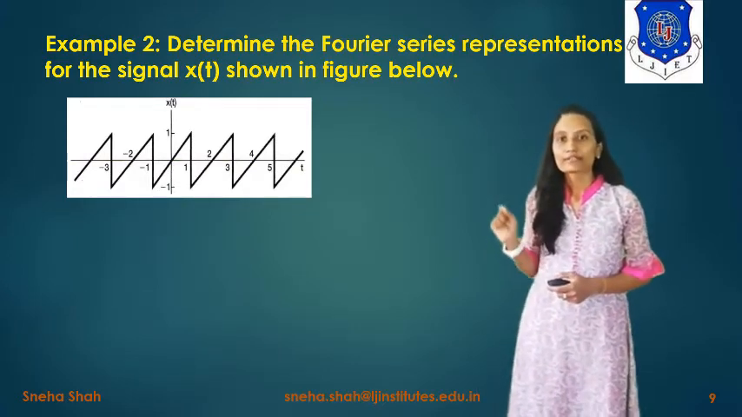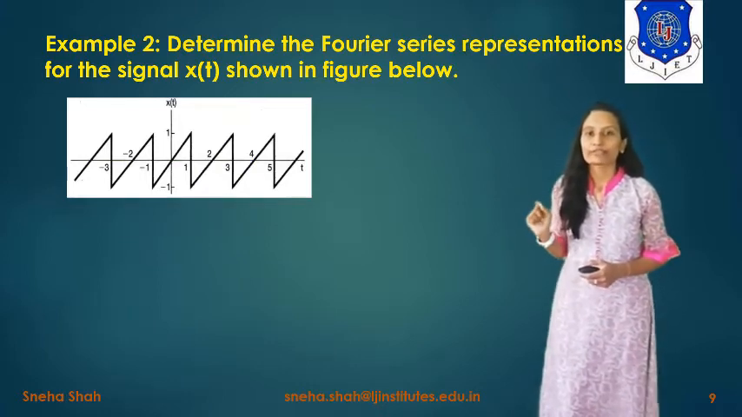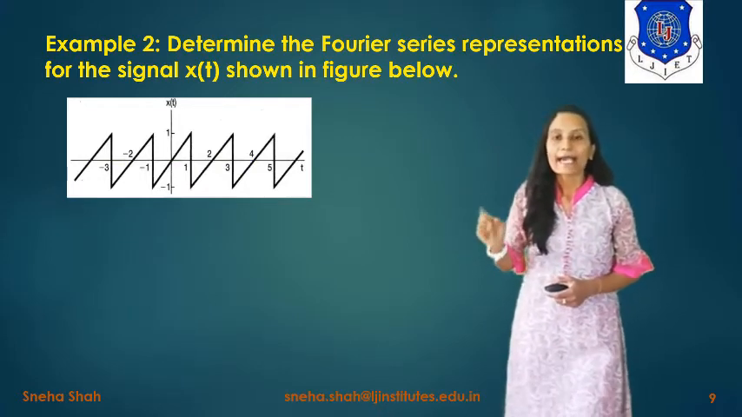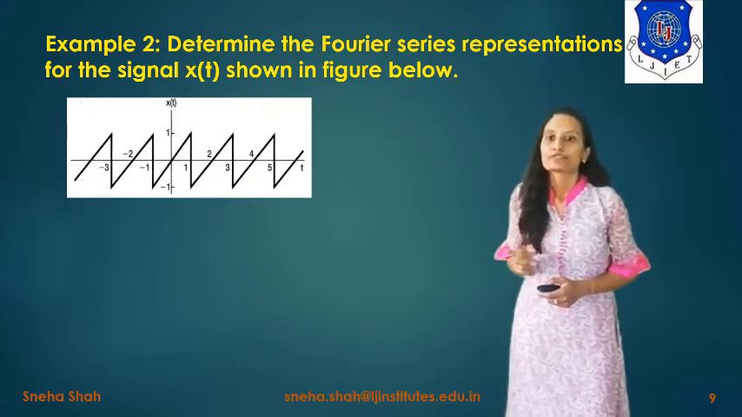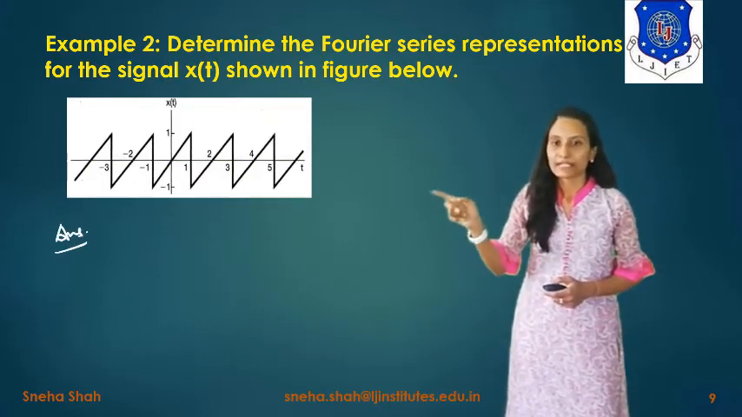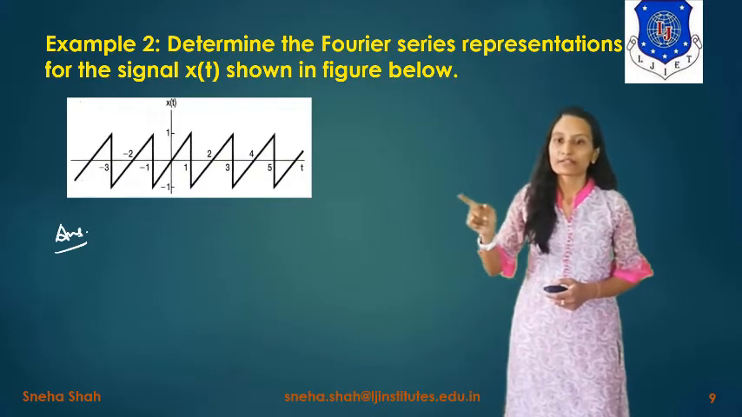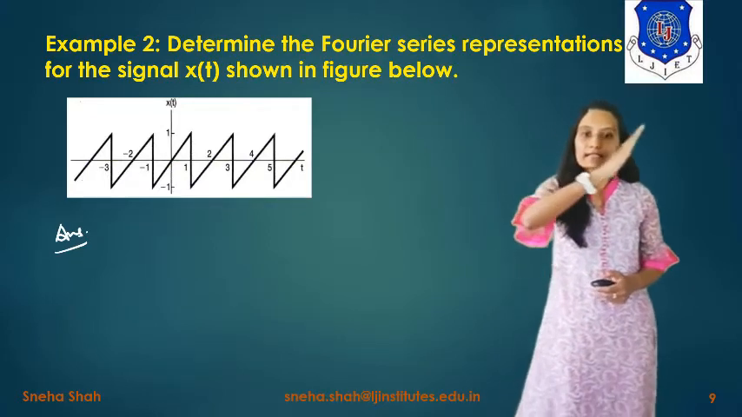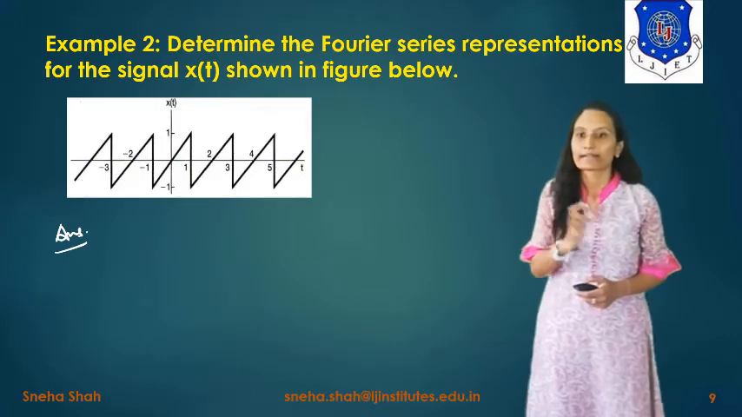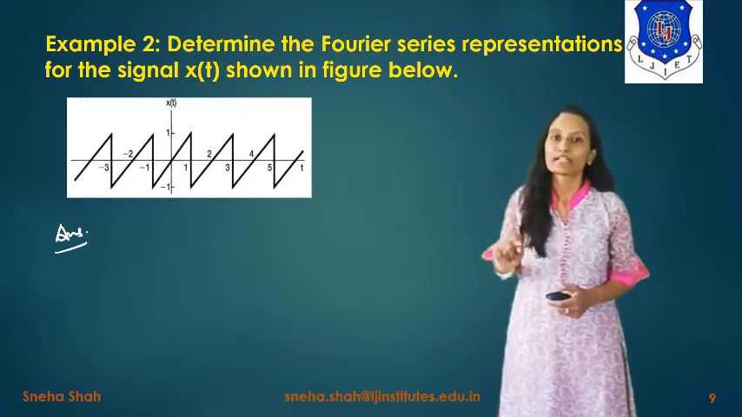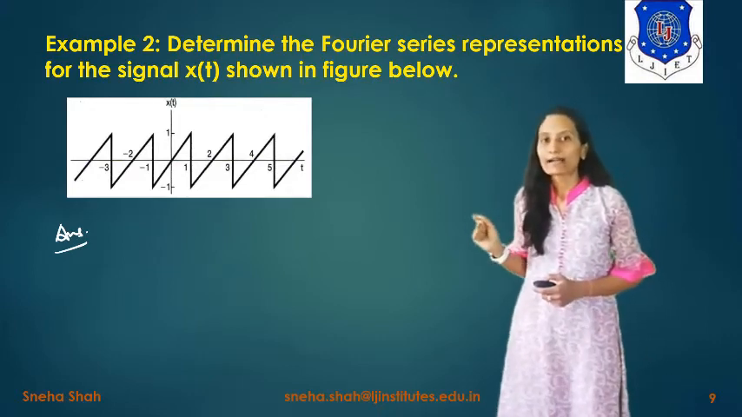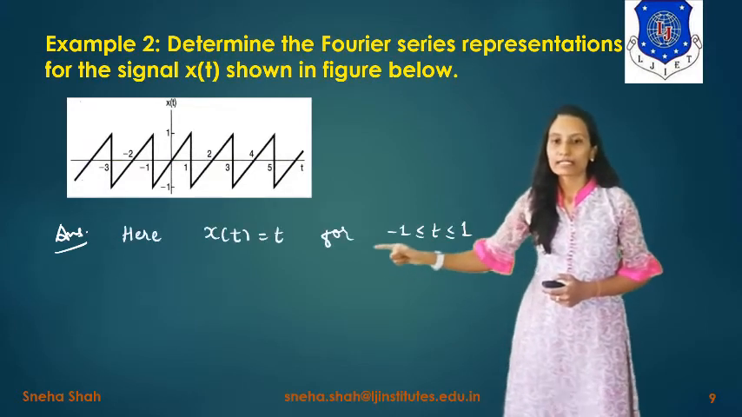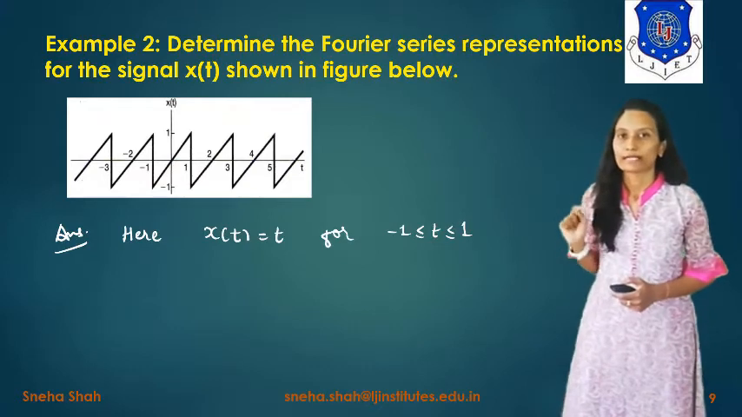And to find out the value of Vn, first of all we have to find out the value of x of t as well as the value of fundamental duration T0. So starting with solving this example, first of all we are finding the value of x of t. X of t we consider as a ramp signal, right? For the range of -1 to 1, this ramp signal will be in the repeating form. So I will write down x of t equals t for the range of -1 to 1.